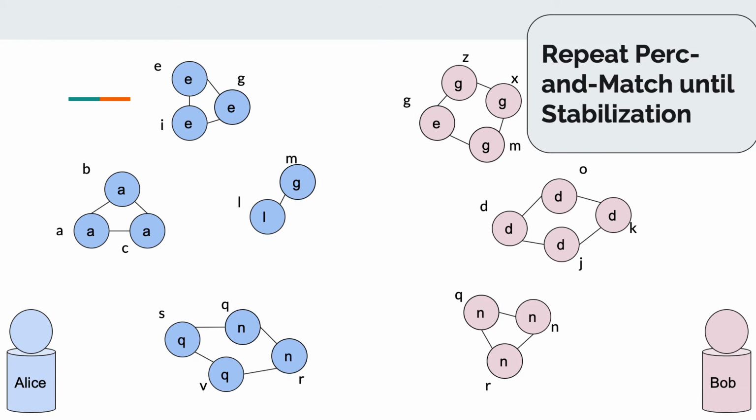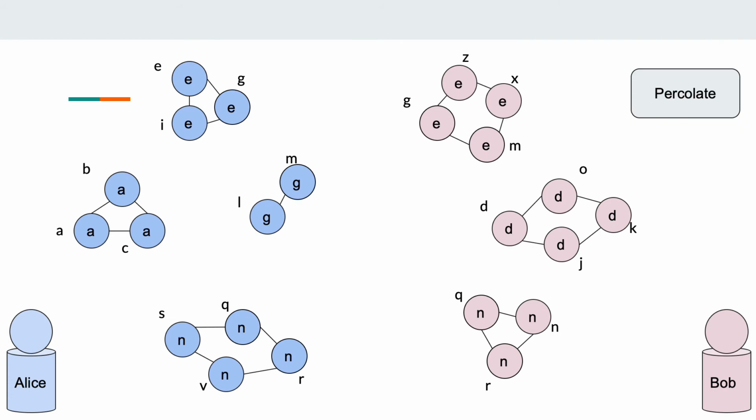The percolate-and-match algorithm simply requires that Alice and Bob repeat percolation and matching steps until all the vertex labels have stabilized, which means every vertex has achieved the minimum label that is possible for it. Continuing with the example, Alice and Bob percolate once more. We see that after one more percolation, Bob's graph has already stabilized, but there is a component in Alice's graph that still needs to be updated.